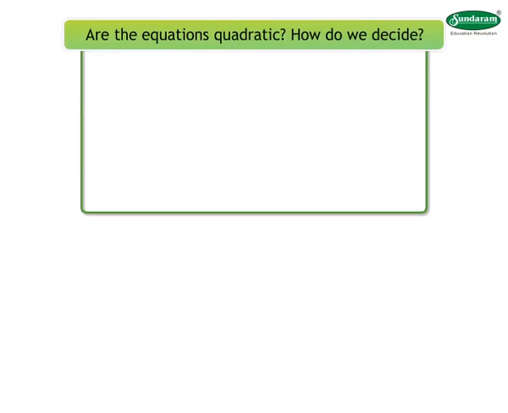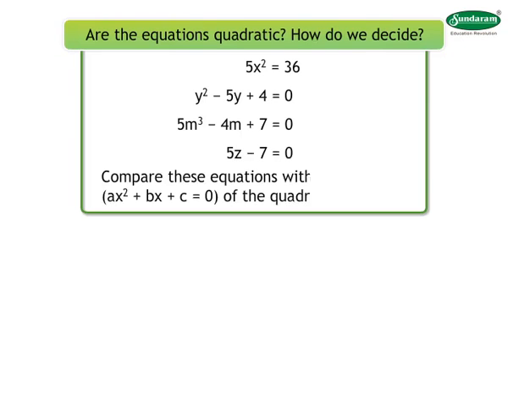Look at these equations. Are the equations quadratic? How do we decide? 5x square is equal to 36. y square minus 5y plus 4 is equal to 0. 5m cube minus 4m plus 7 is equal to 0. 5z minus 7 is equal to 0. Compare these equations with the general form of the quadratic equation.